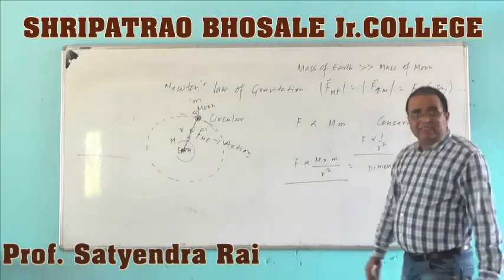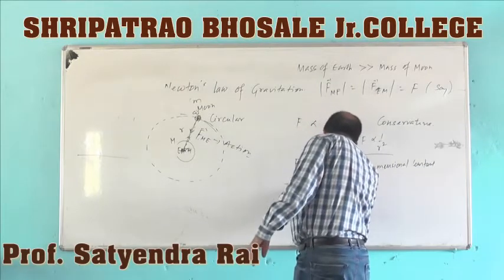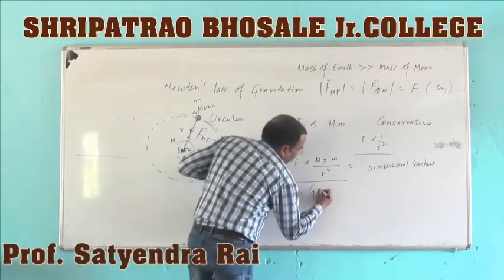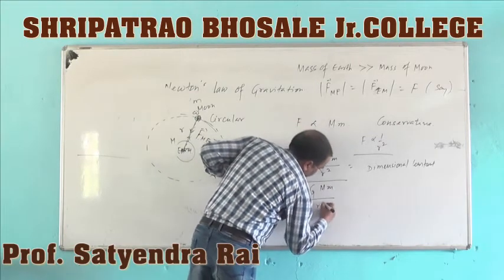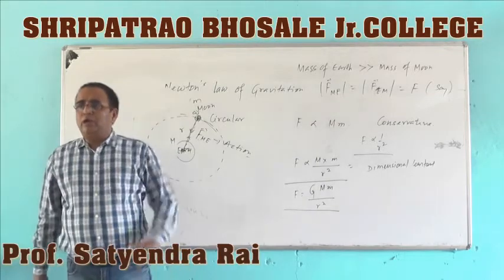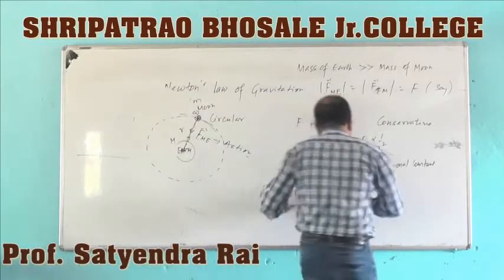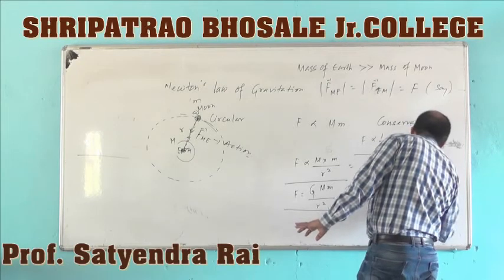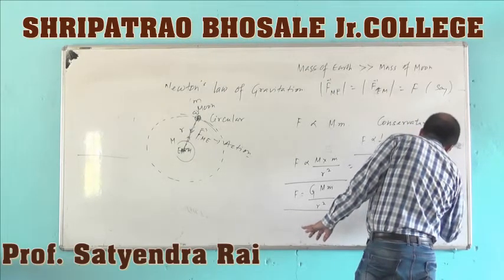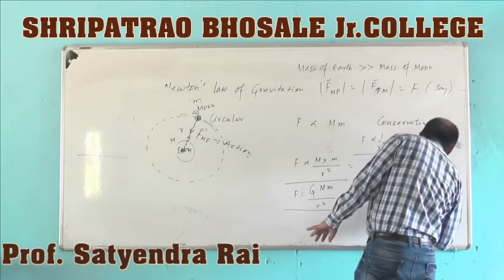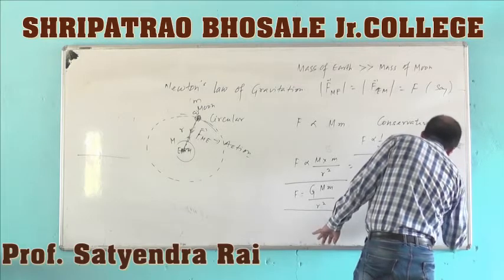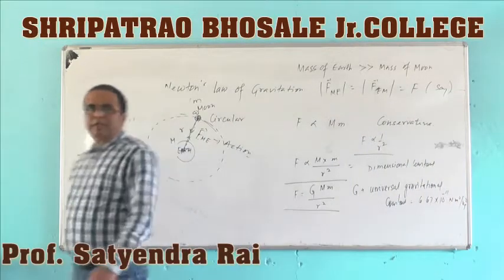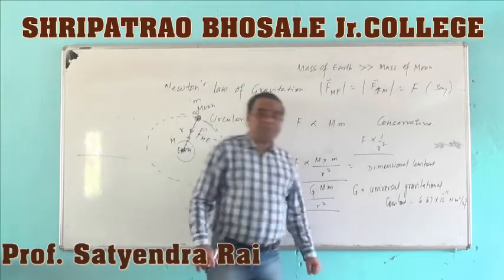Later on, many people measured this value, and we call it capital G, the universal gravitational constant. So F is equal to G into m into small m divided by r square. Okay. So according to this, and the value of G, what is G called? G is known as the universal gravitational constant, whose value is 6.67 into 10 to the power minus 11 Newton meter square per kg square. That is the value of capital G.